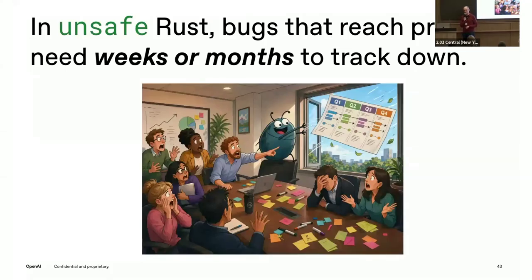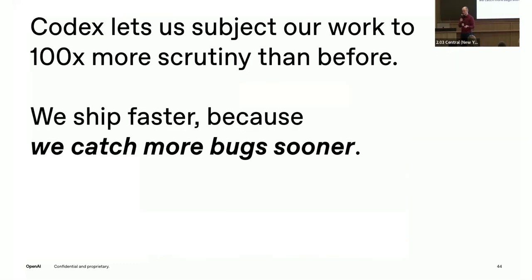So the bottom line is this. In Unsafe Rust, if you have a bug that reaches prod, it can very easily cost your team weeks to months to find out. One bug can take your entire team's quarterly roadmap and just chuck it out the window. The point of using Codex is not just to ship more code in less time. It also allows you to subject your work to 100 times more scrutiny than was ever previously feasible. This lets us ship faster because every time we don't ship a bug that sets us back by 3 months, it means that we've been able to spend those 3 months actually doing something productive. By not debugging, we are shipping faster.